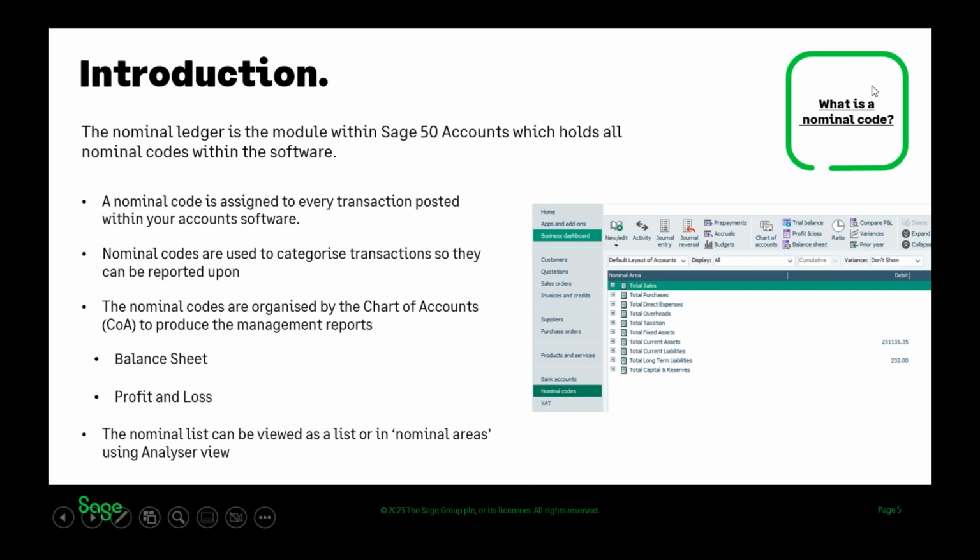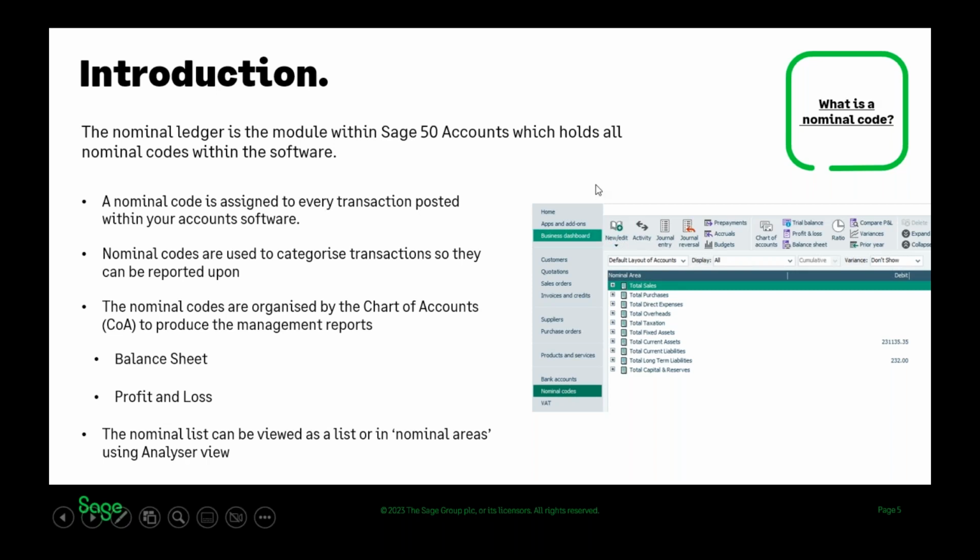Now, when you go into your nominal codes option down the left-hand side, you might have one of two views. So there is nominal list, which is a list of every single code on an individual basis. But as you can see on the screen there, I actually have it in analyzer view on the screenshot there. And what that's doing is it's grouping them together based on where they fall into some of those categories. So for example, your sales, your purchases, but also things like your assets and your liabilities as well.